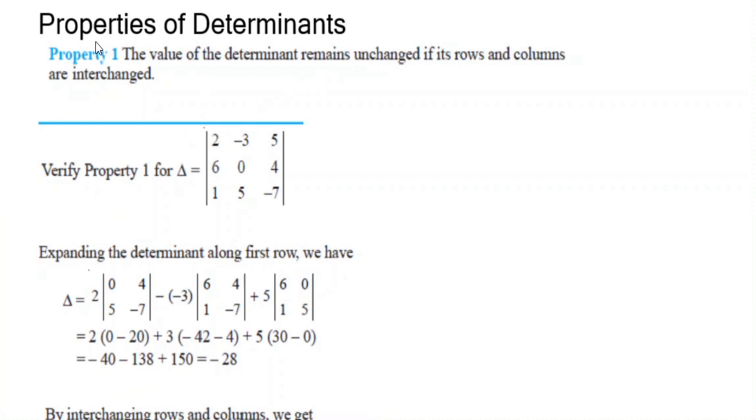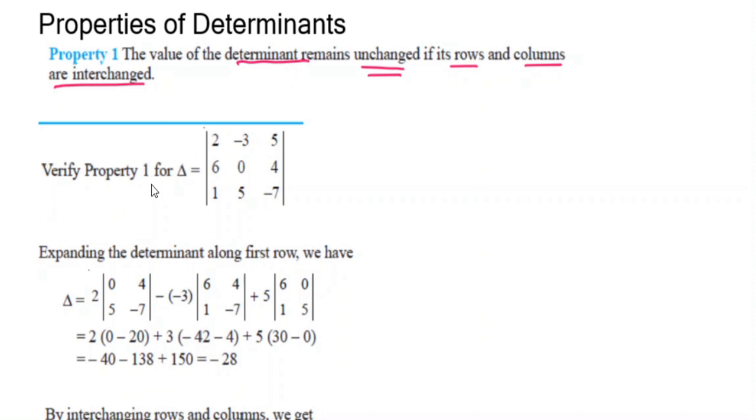Well, in this class, let us discuss the properties of determinants. As a first property, the value of a determinant remains unchanged if its rows and columns are interchanged. So when we interchange the rows and columns, there is no change in the value of the determinant. Let us prove this with an example.